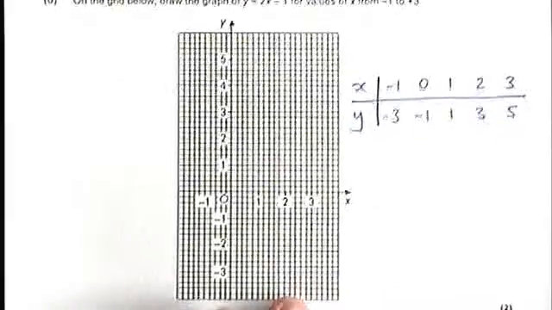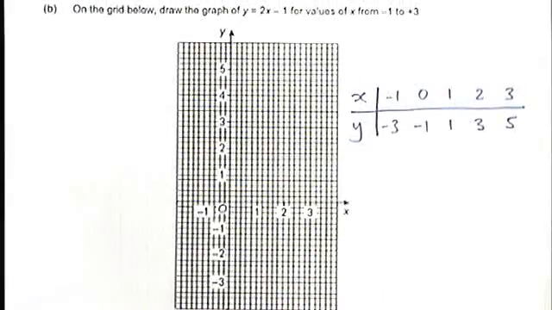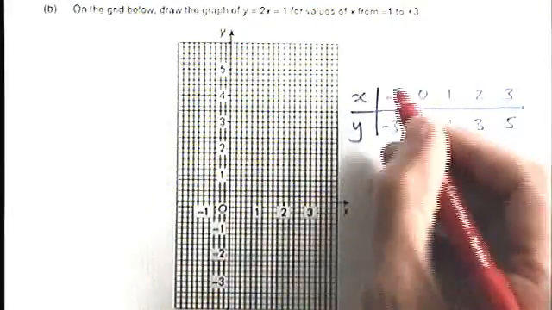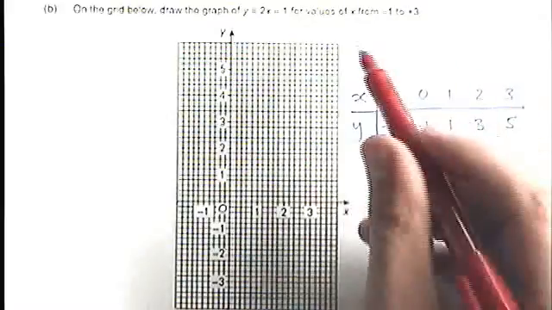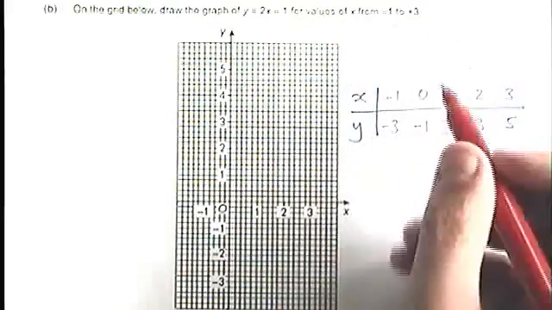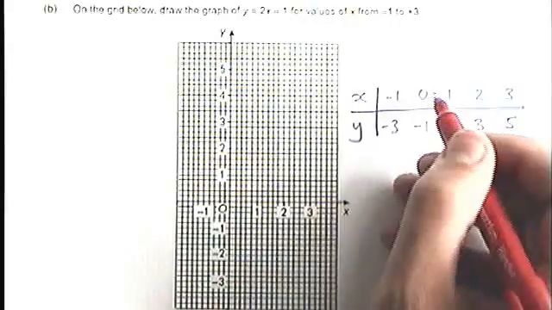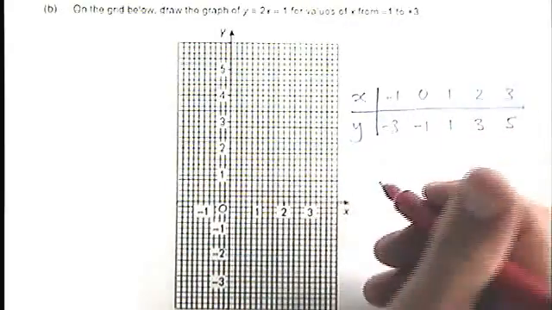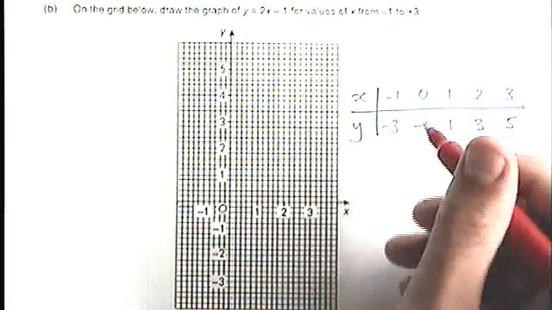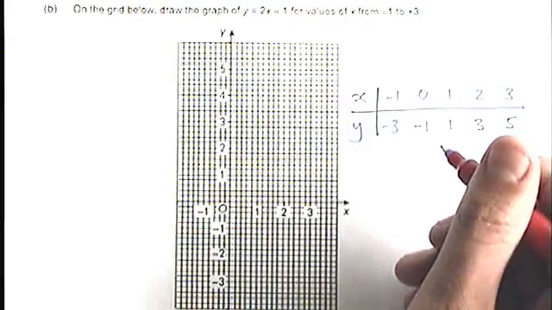Now we move on to the second part, and I've just brought those numbers down to this second part. It says draw the graph for x values from -1 to 3. Well, we've been given the values from -1 to 3. So I've got x, -1, 0, 1, 2, 3. That's already taken care of for me. All I've got to do is plot these points in the correct place.